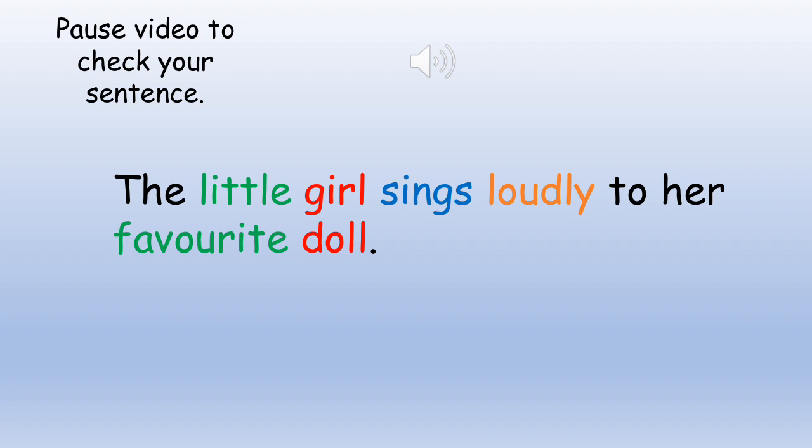Okay, the little girl sings loudly to her favorite doll. Girl and doll are the nouns. Little and favorite are the adjectives because little is describing the girl and favorite is describing the doll. And then your verb is sings and your adverb is loudly, describing how she sings.